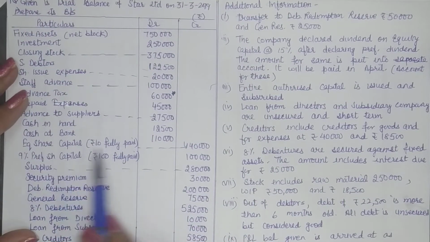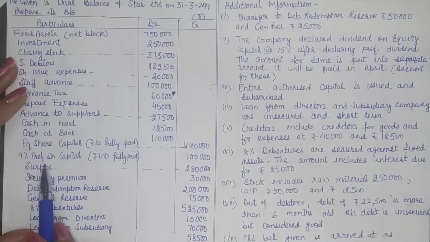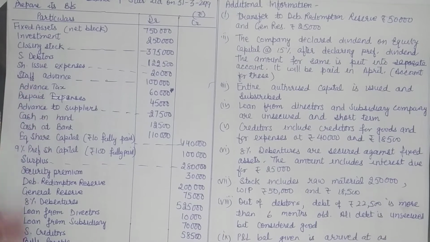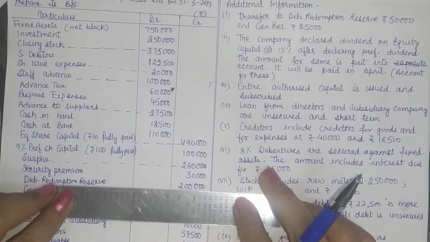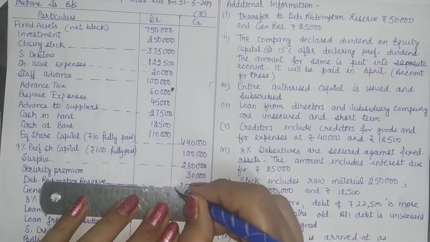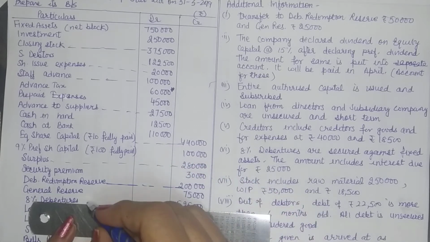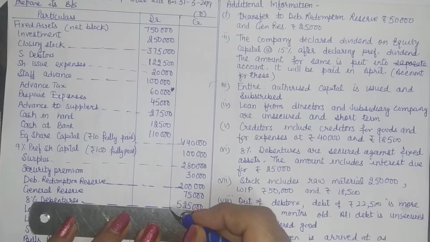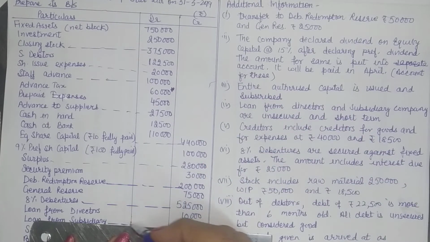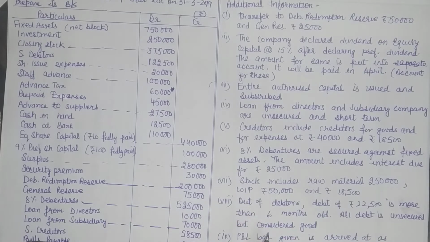Then you have equity capital, cash balances, then preference capital, surplus, security premium, debenture redemption reserve. To the extent possible, try to connect the amounts so that we are not mistakenly taking any amount written above or below the main amount. This should be done whenever the list is very long.